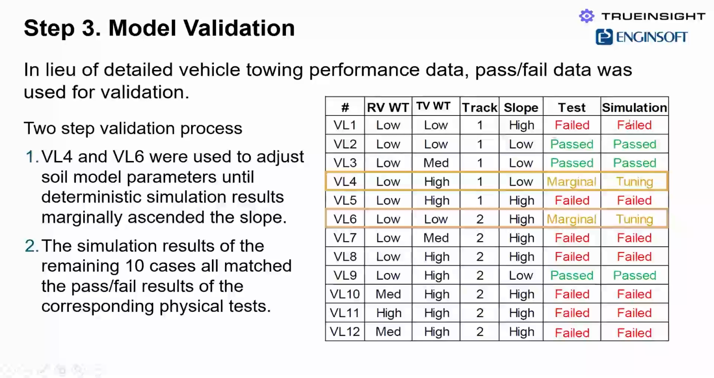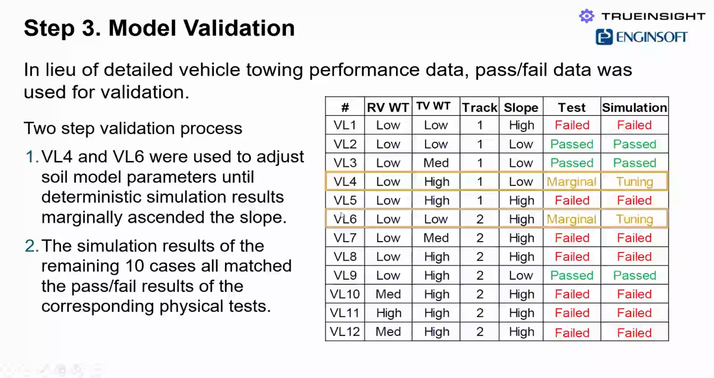So from all the test data, basically what we could really rely on was a pass-fail output from each run. Could the recovery vehicle pull the other vehicle behind it all the way up the slope? On two of the physical tests, VL4 and VL6, the towing vehicle or recovery vehicle was able to pull the towed load up the slope, but it was barely able to do so. So that was some more specific information than just pass-fail.